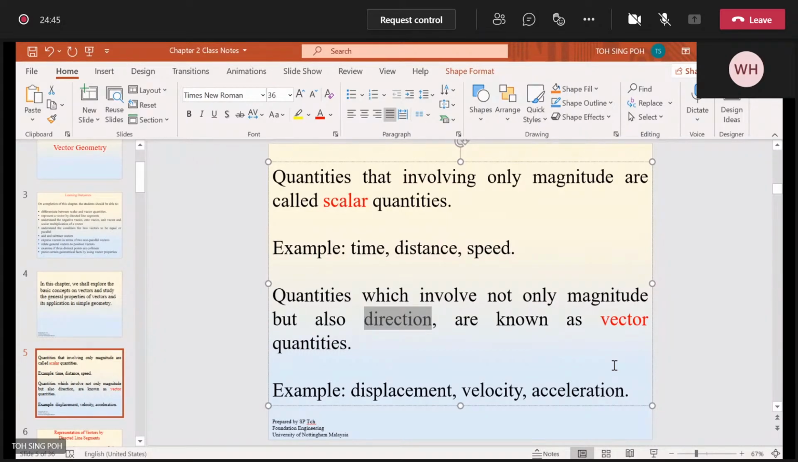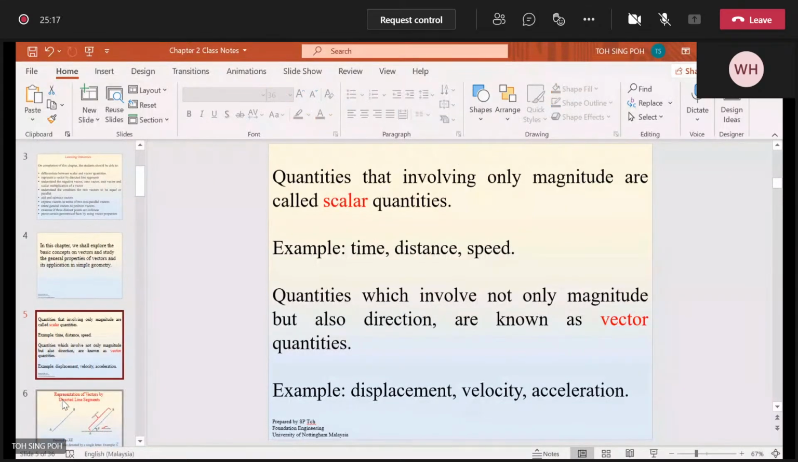But for this module, part 2, I won't go deep into this, because it should already be explained in the mechanics module by Dr. Tan. So I will put aside this part, and now I will focus on how to use vectors to study simple geometric properties. Examples of scalars are time, distance, and speed, and examples of vectors are displacement, velocity, and acceleration. Even if you forget everything explained by Dr. Tan, it doesn't matter, it won't affect the things in this chapter.